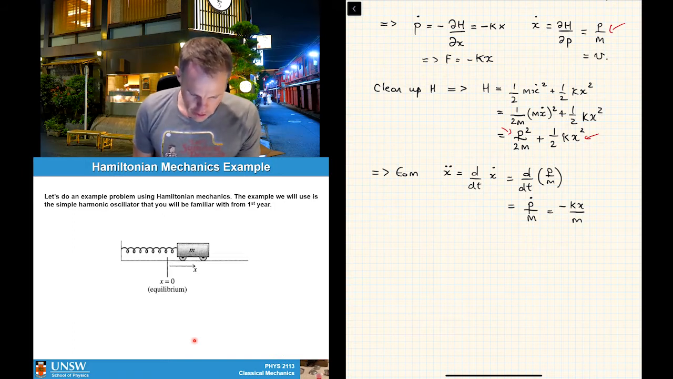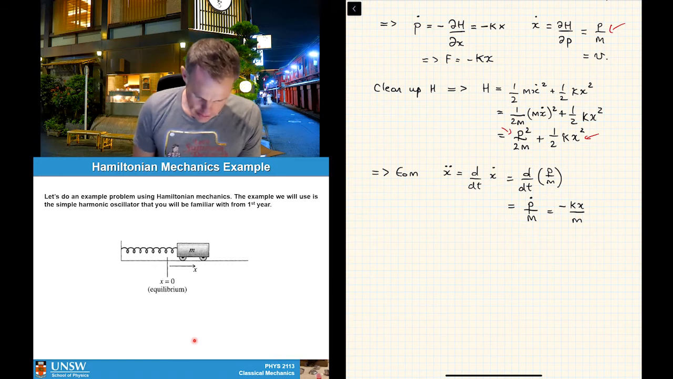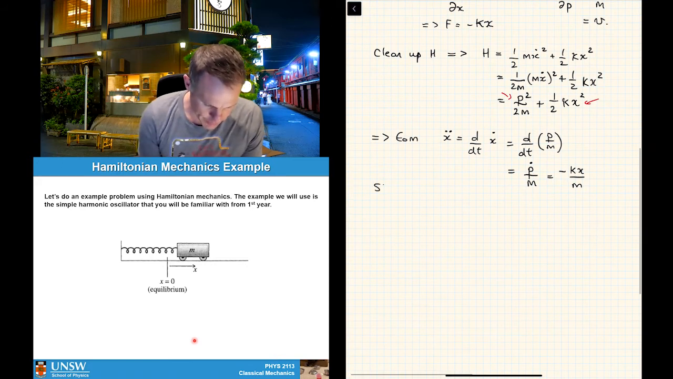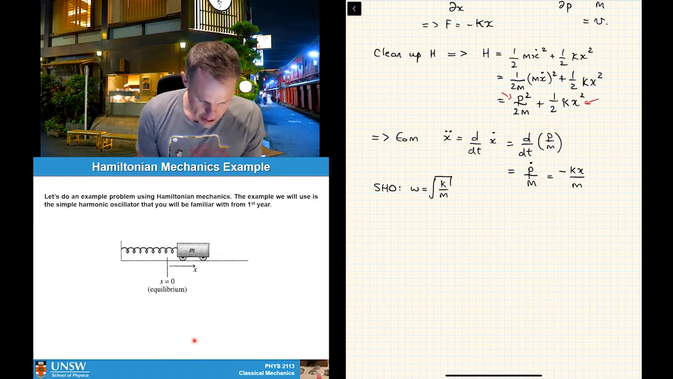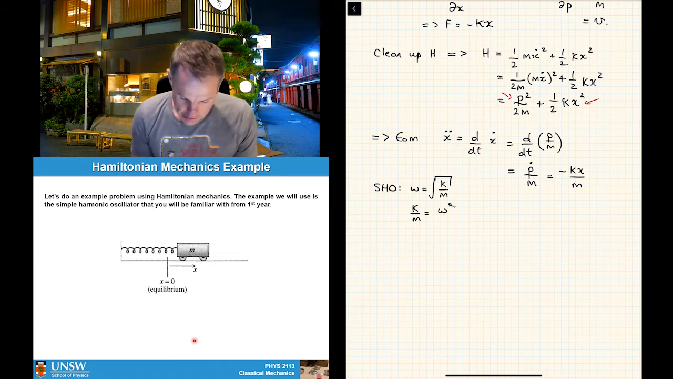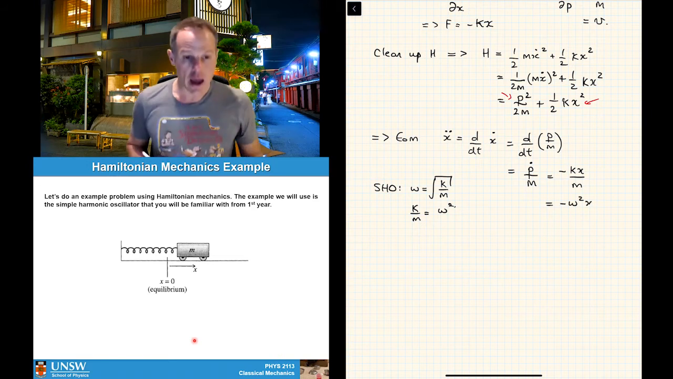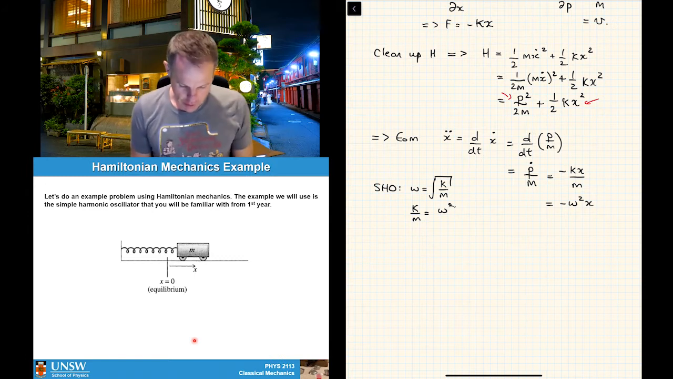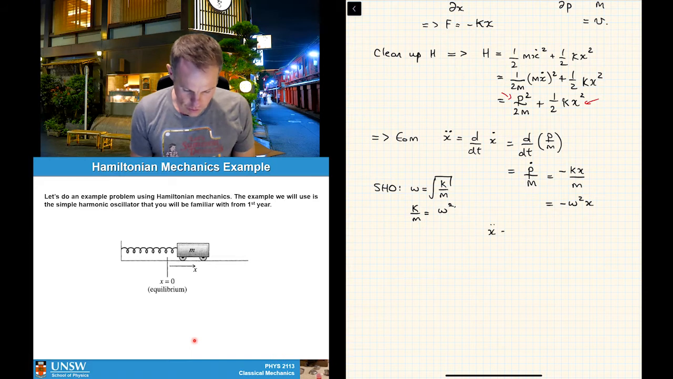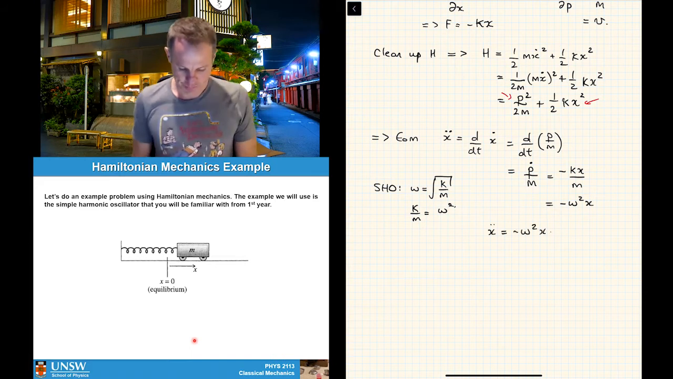The thing that you will know in here is that for simple harmonic motion, hopefully you've seen this in first year, omega is equal to the square root of k over m. And so k over m is going to be equal to omega squared. And so we can basically just write this thing as minus omega squared x. And that's our usual equation of motion for simple harmonic motion, right? x double dot is equal to minus omega squared x.